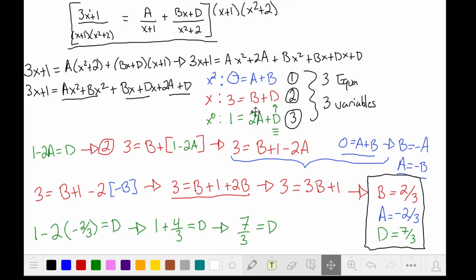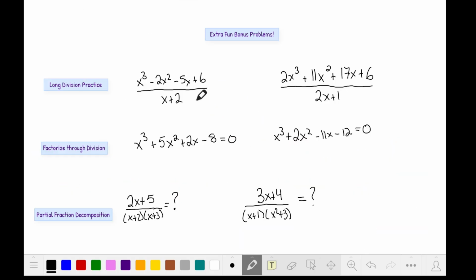Now, that is the end of our last example because it covers a quadratic mixed with a linear. So you get to see how you have multiple different types of roots interacting with each other. And the next thing is everyone's favorite part of the video, the extra fun bonus problems. All right, so for the extra fun bonus problems, I've given you guys 3 sets of different problems.